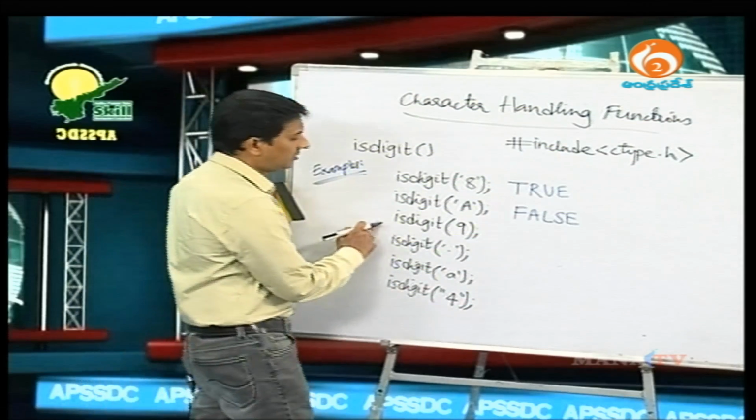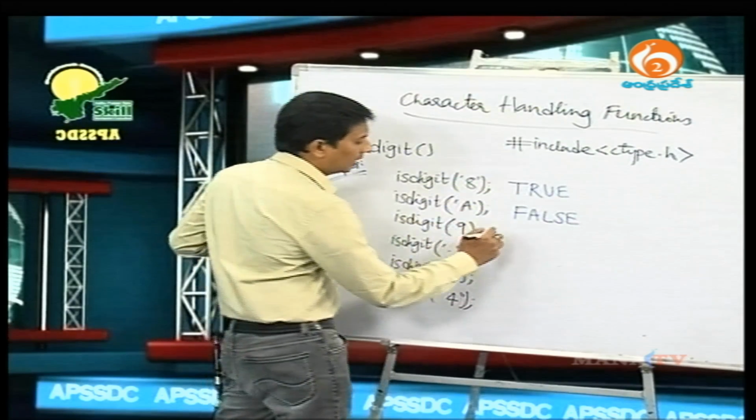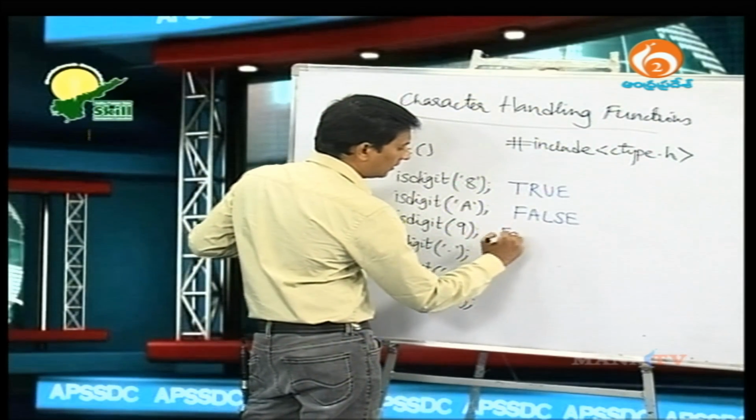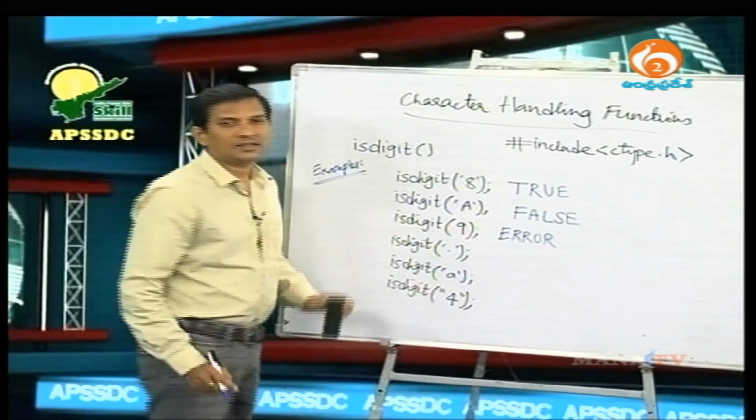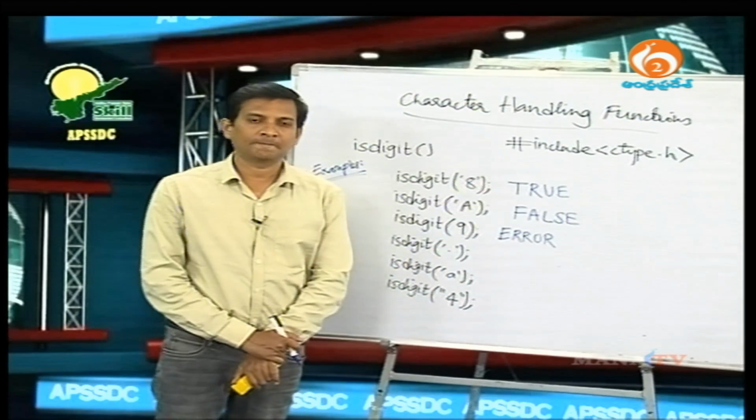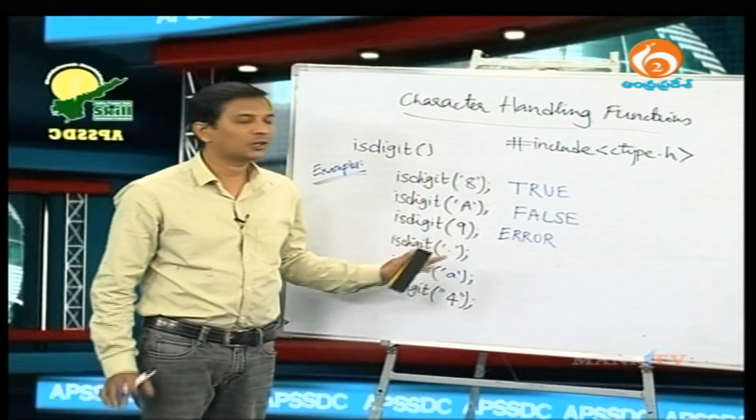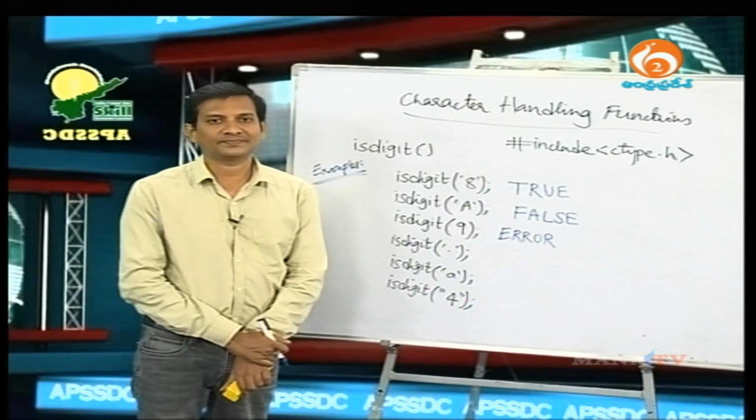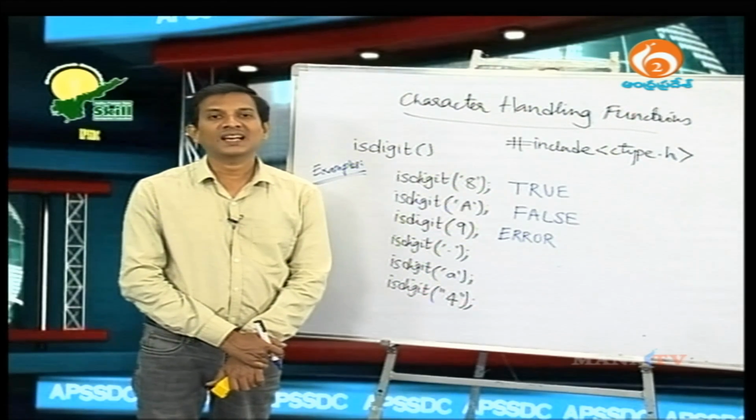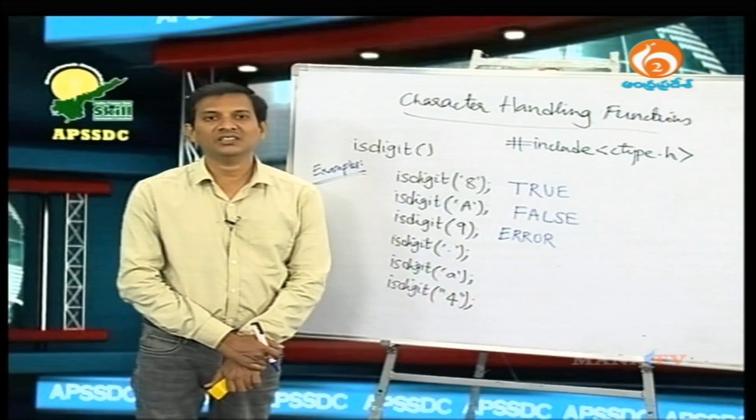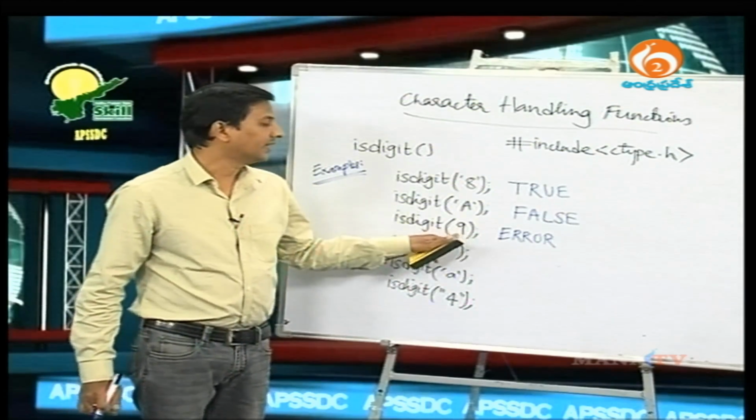Next, is digit of 9, it is error. It is error since it is an integer. Since it is an integer, it allows only characters but not other data types, other variables. It only allows the character variables but not other variables. So error due to integer.